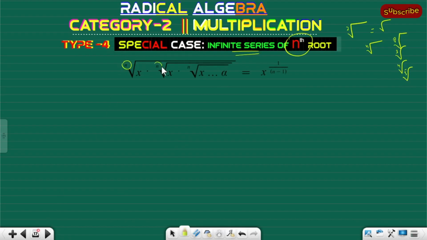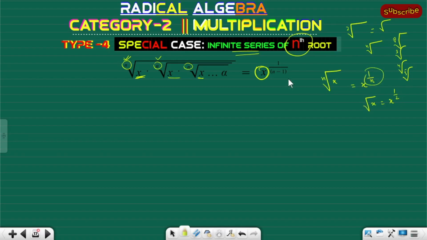Here see n, and the base is same, but this root is not a square root, it is an nth root. It may be 3, 4, 5, 6, any number. It may be 50 also. So keep the number x, the base would be same. The only difference is the power. We know the notation, right? The nth root of x is equal to x to the power 1 by n, and the square root of x is equal to x to the power 1 by 2. If it is n, then it is 1 by n. If it is 2, 1 by 2.